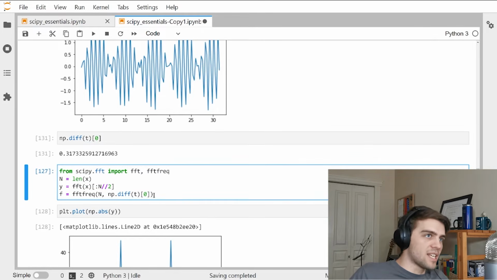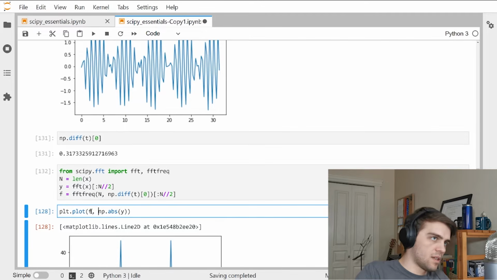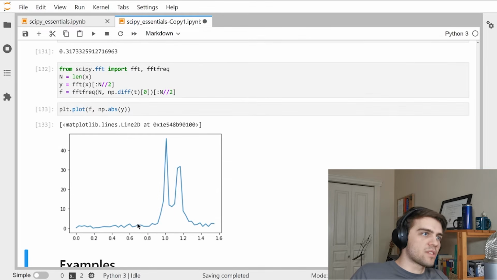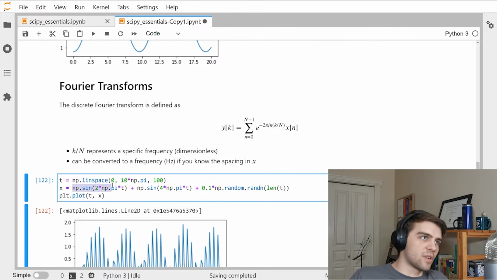So I can get delta t by just taking the first element of this. You tell it what delta t is, and again, I'm only going to take the first half here. And then I can plot the power at different frequencies. So these are my frequencies f in hertz, and this would be my so-called power at different frequencies. And you see that there's a spike here and a spike here, corresponding to two frequencies, which of course is what I put in. I put a frequency here and a frequency here as well.